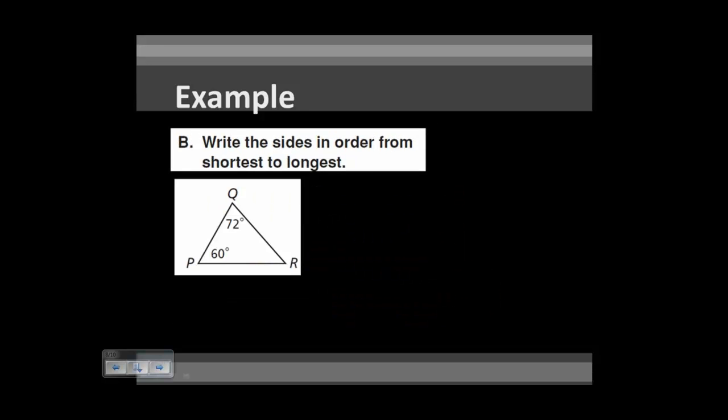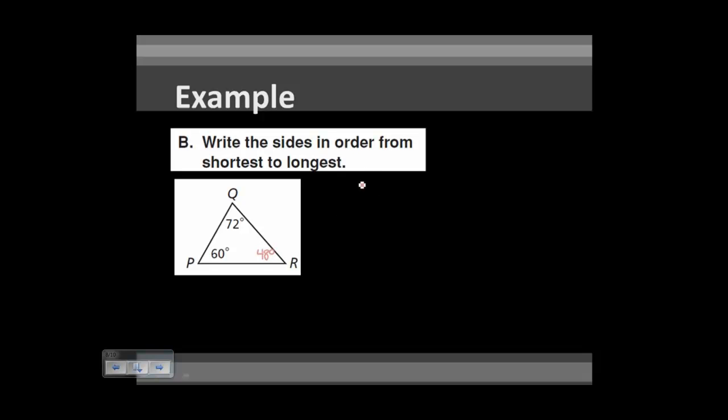Okay, we can do the same thing with the sides. Knowing that the angles of any triangle add up to 180, we can find the measure of that third angle by doing our 72 plus 60 and subtracting that from 180, 180 minus 132. So we end up with this angle of the triangle here being 48 degrees. And I just used the triangle sum theorem there.